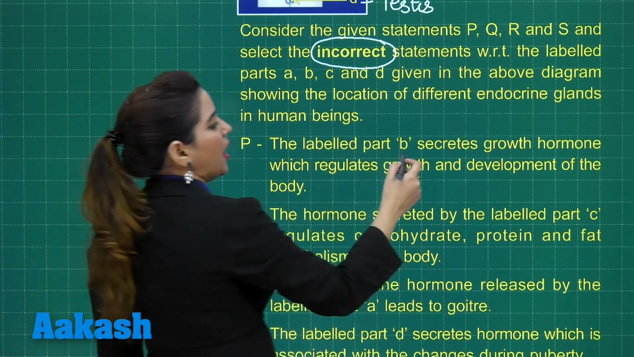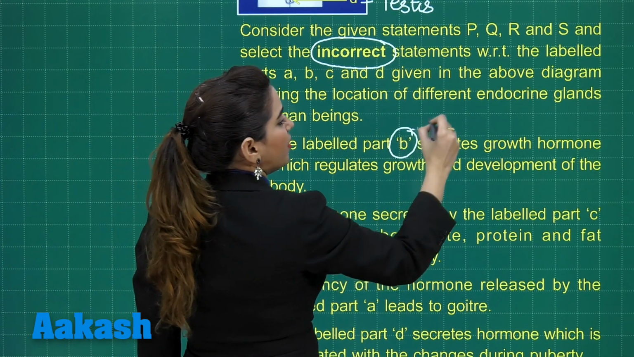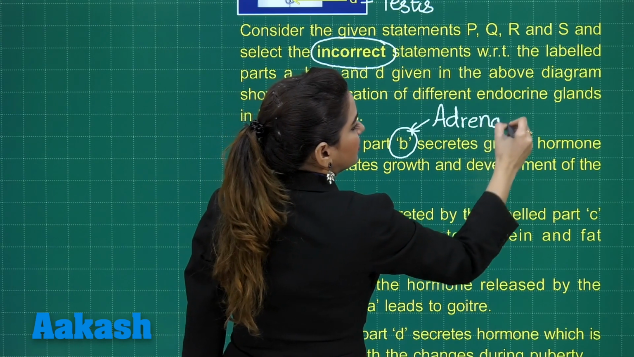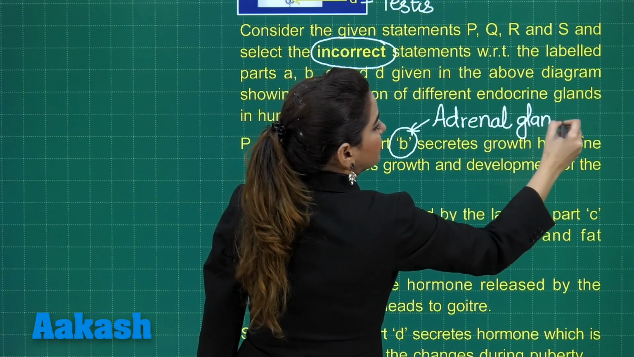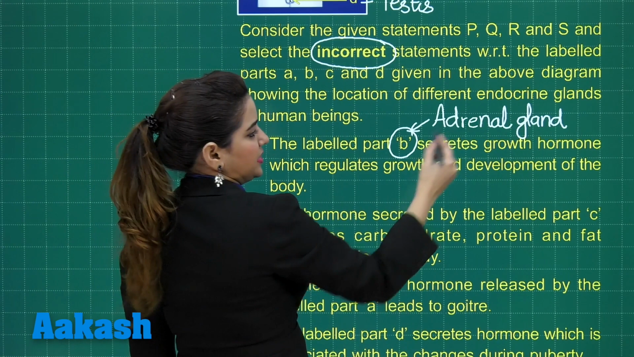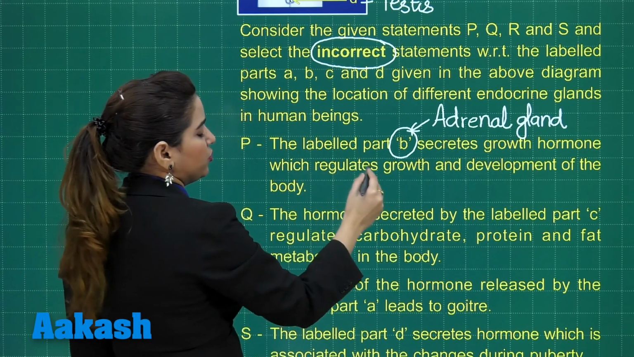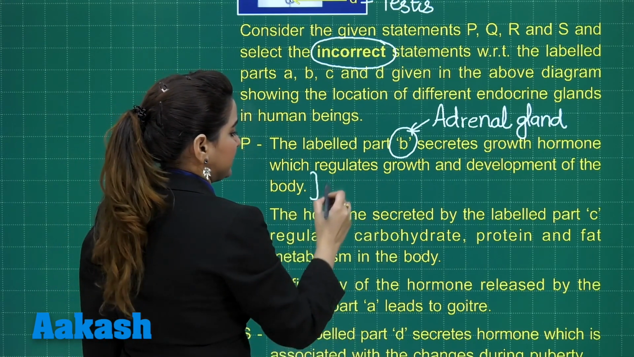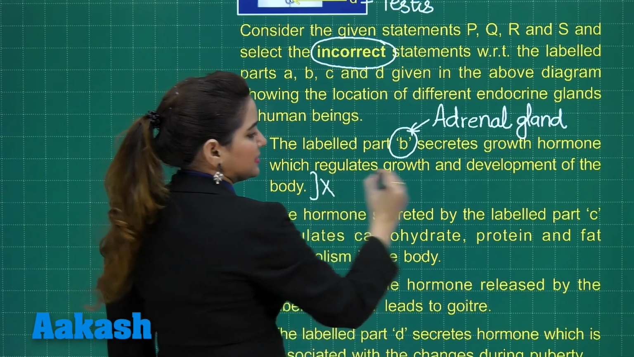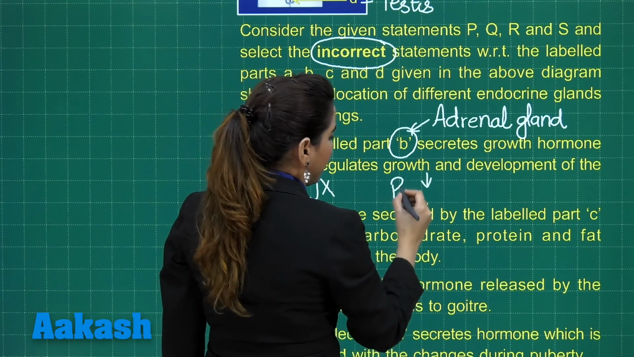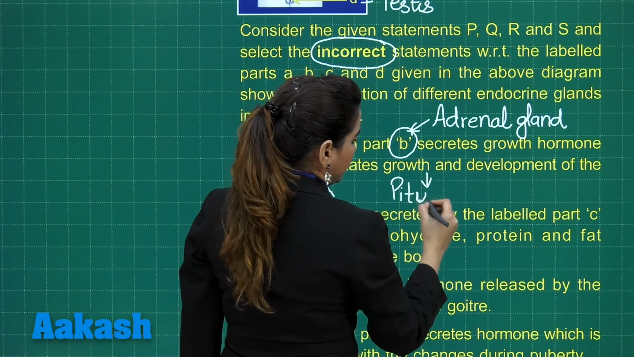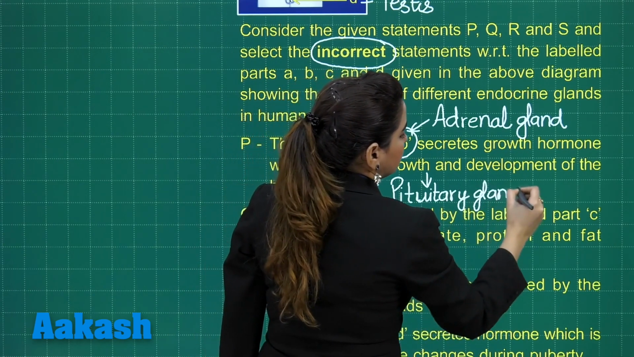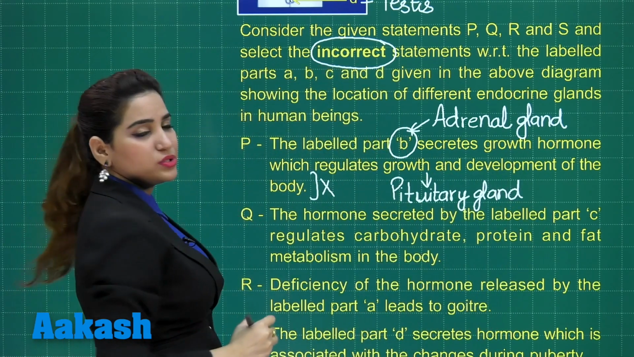P, the labeled part B. So B in the diagram was, yes, B was adrenal gland. So adrenal gland secretes the growth hormone which regulates growth and development of body. Do you think it is right? It's not right. Yes, it is incorrect, students, because this job is done by pituitary glands. That is why this statement P goes incorrect.